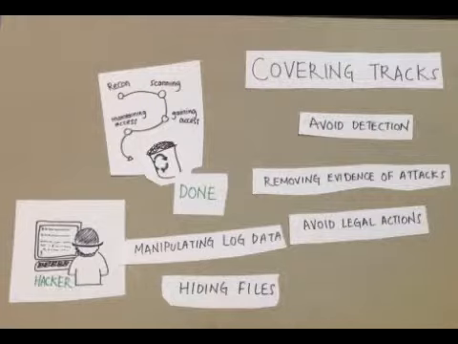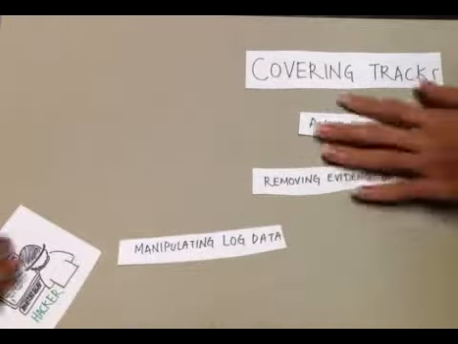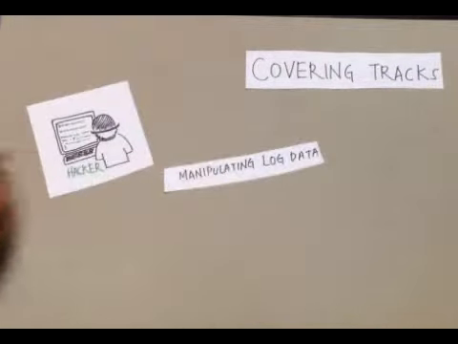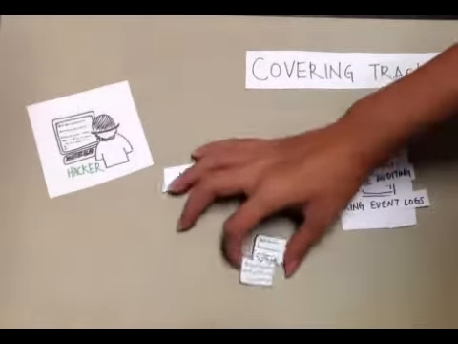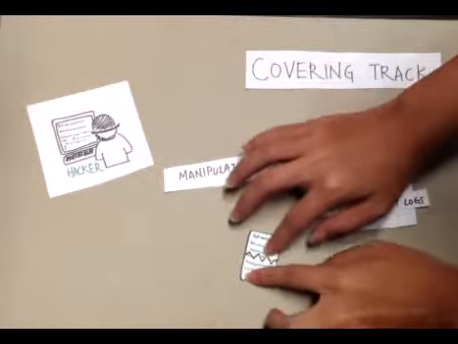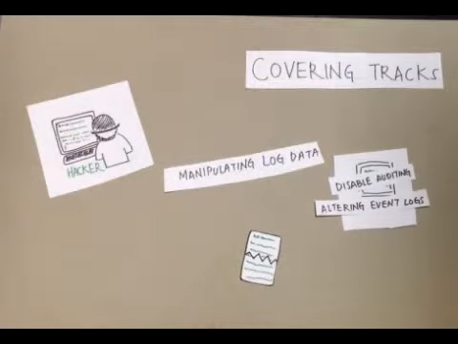So, in manipulating log data, there are 2 methods of doing so. One of them is disabling auditing on the system. Another method is altering event logs, or possibly removing log files, for example, deleting the log files.